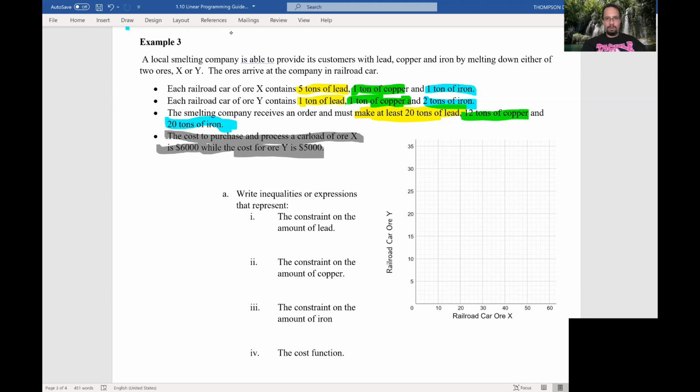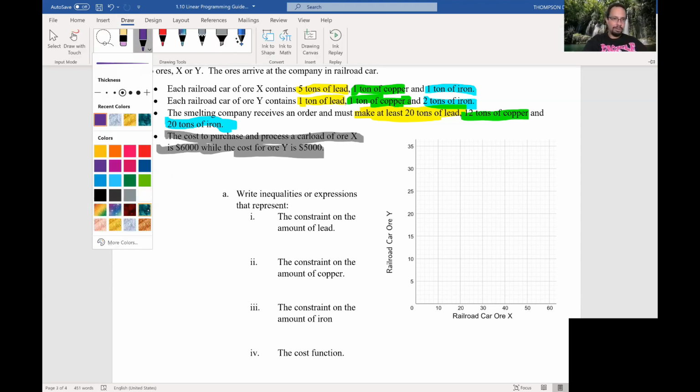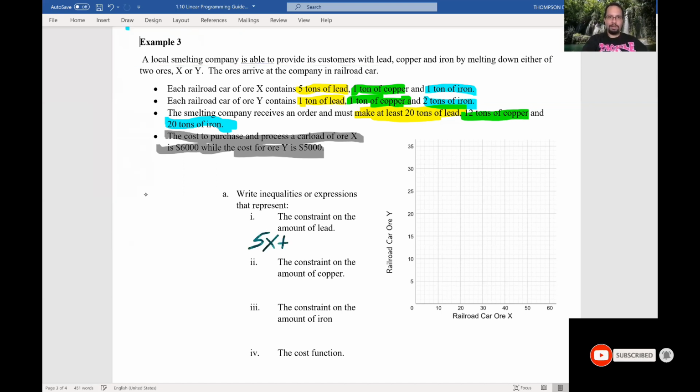Write inequalities or expressions that represent the constraints on the amount of lead. So let's choose 3 different colors. We'll use our ocean for our first one. So 5 tons of lead for X. We're going to use X for railroad X and Y for railroad Y. So that would be 5X plus Y, and at least 20 tons of lead, greater than or equal to 20.